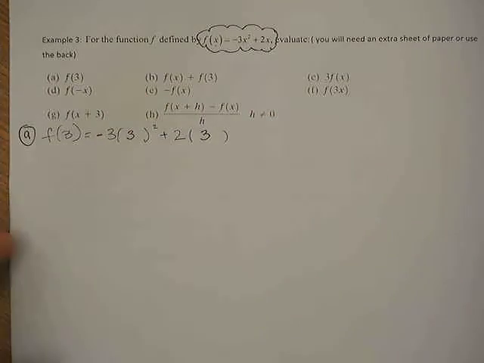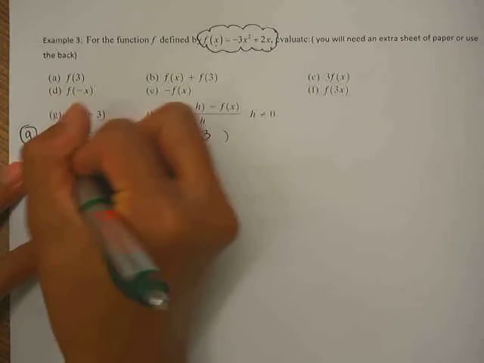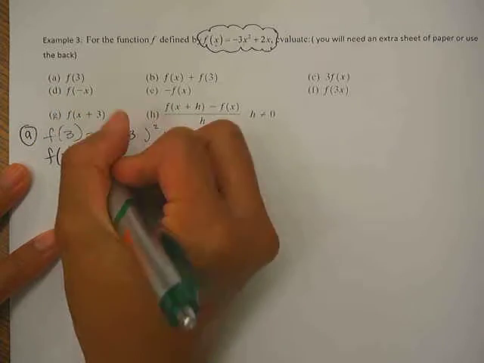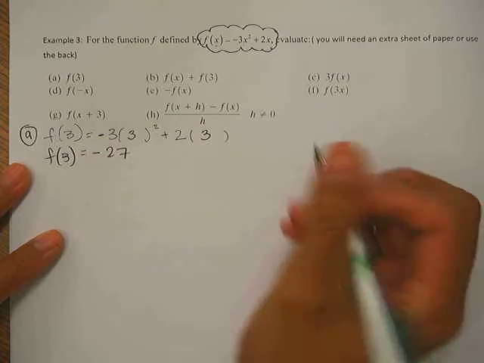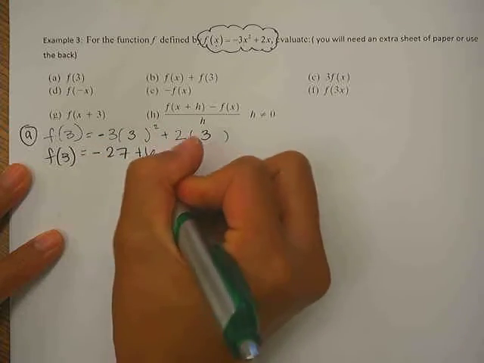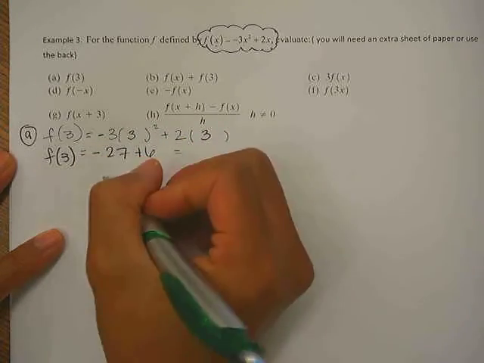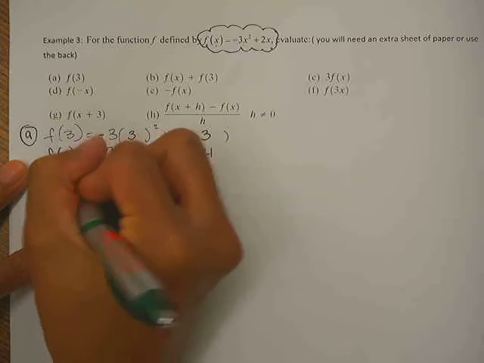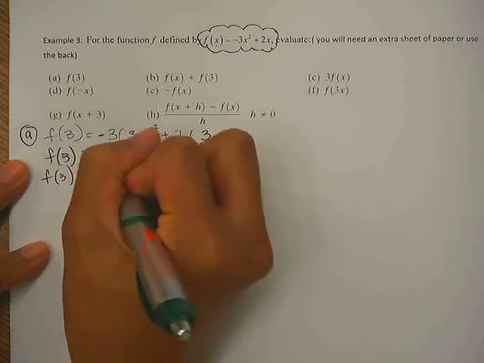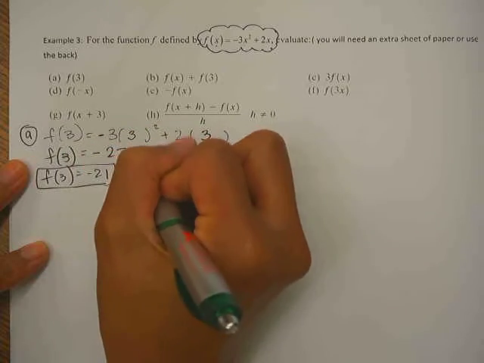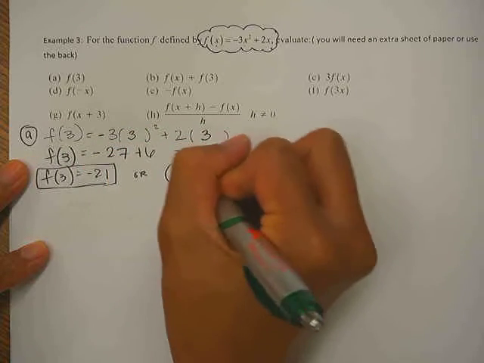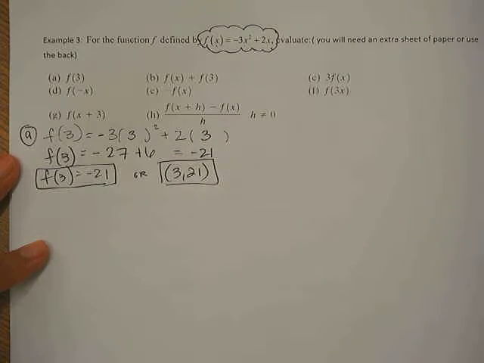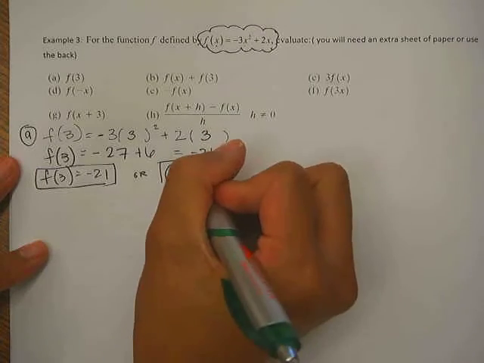Okay. Then let's calculate to find what our answer is. Here we go. 3 squared is 9. 9 times negative 3 is negative 27. 3 times 2 is 6. So this is going to be negative 27 plus 6, which is negative 21. So f of 3 equals negative 21. Okay. Or (3, 21) is also acceptable, because I know the input is 3, the output is 21. Oops, I'm sorry, negative 21. Okay.